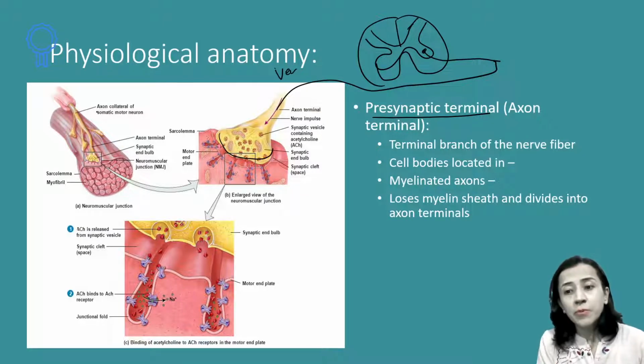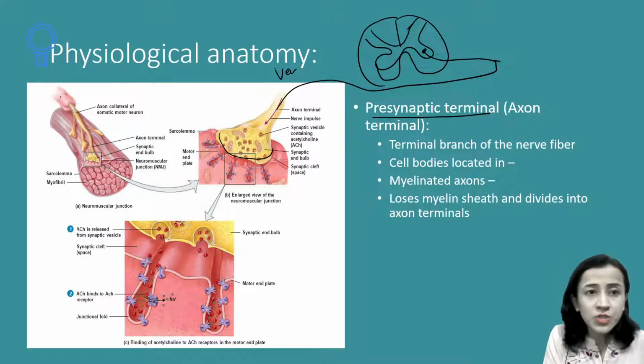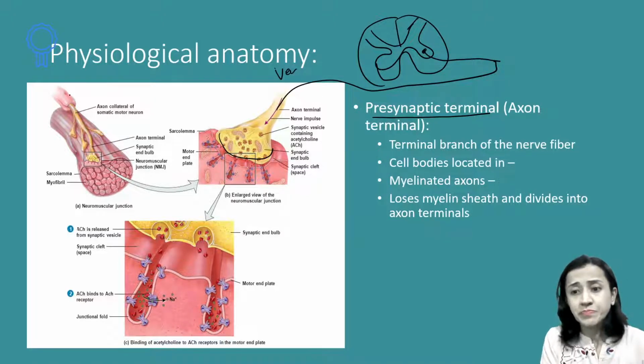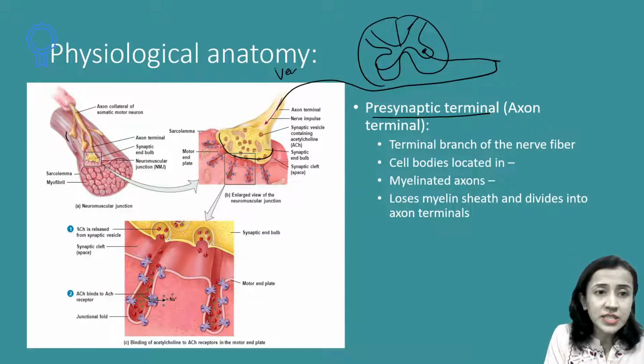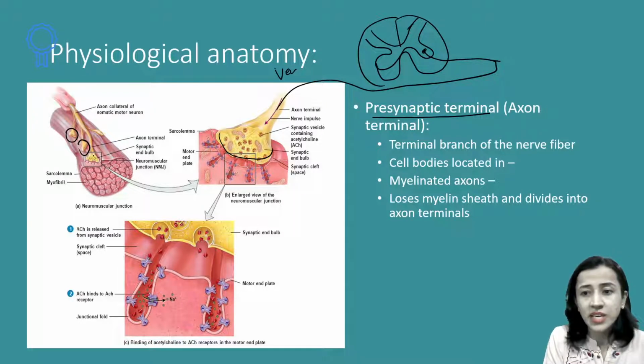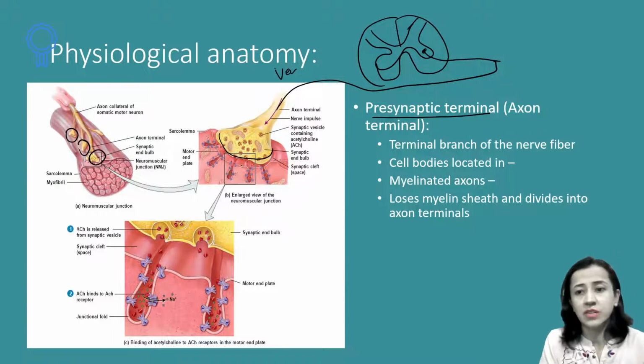When they approach the muscle fiber, the axon loses its myelin sheath. You can see here the myelin sheath is lost. Once it reaches the muscle fiber, it loses the myelin sheath and is divided into terminals. Here, these are the axon terminals. You can see these are fine.